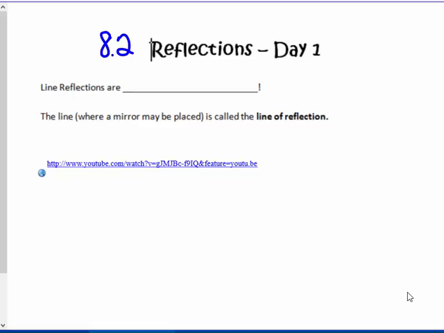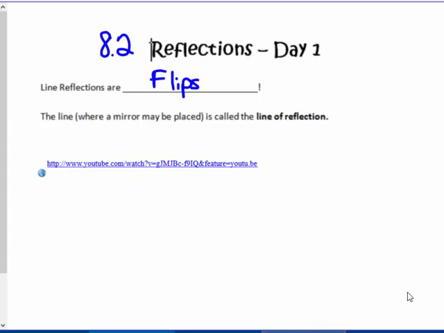Today's lesson is 8.2 reflections, day one. Line reflections are flips. The line where a mirror could be placed is called the line of reflection or the line of symmetry.